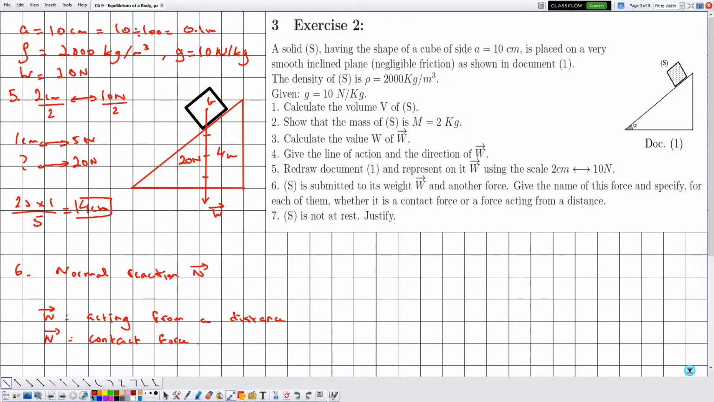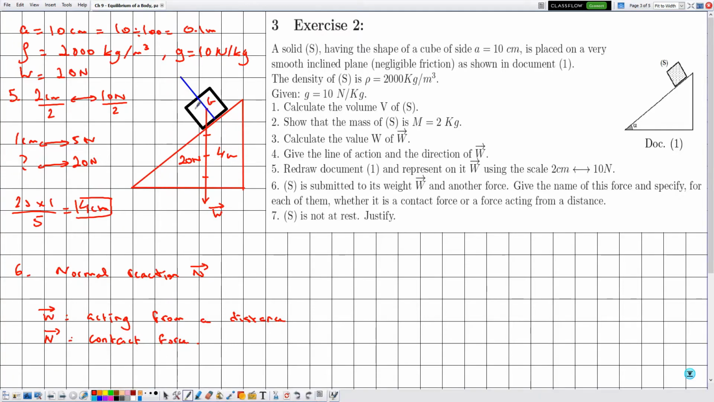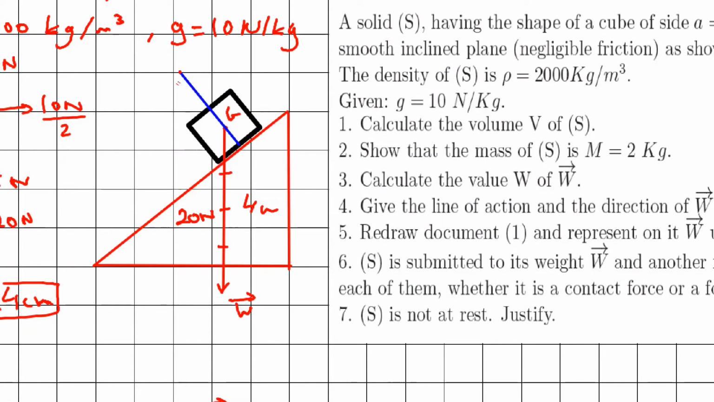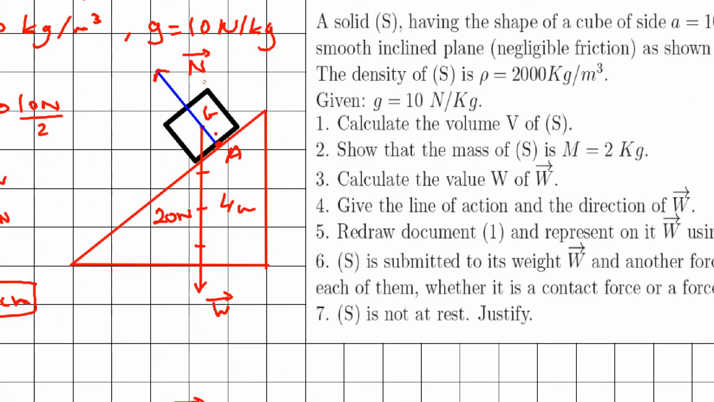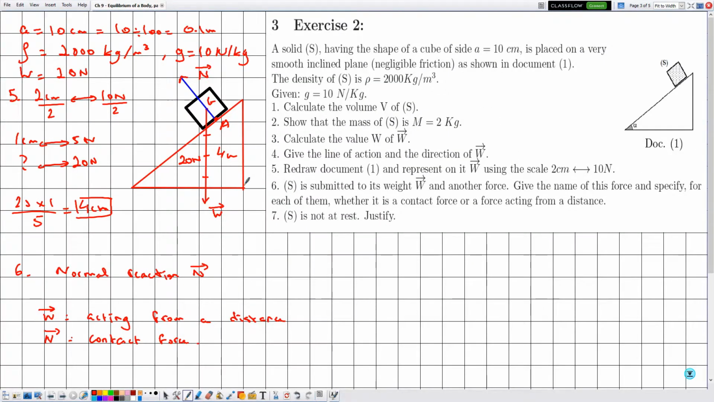Although they didn't ask me about the representation of N, in order to understand the question we will represent N. N is a contact force, so it will be represented at the point of contact between the solid and the inclined plane. Let's say that this is the point A. So this is the normal reaction. Now in order to determine whether S is at equilibrium or not, it is sufficient to compare the properties of N and W. We are not talking about the point of application, we are talking about the line of action, the direction, and the magnitude.